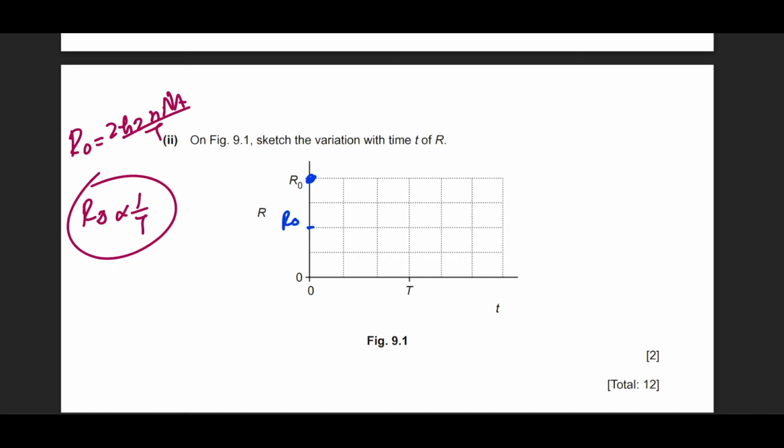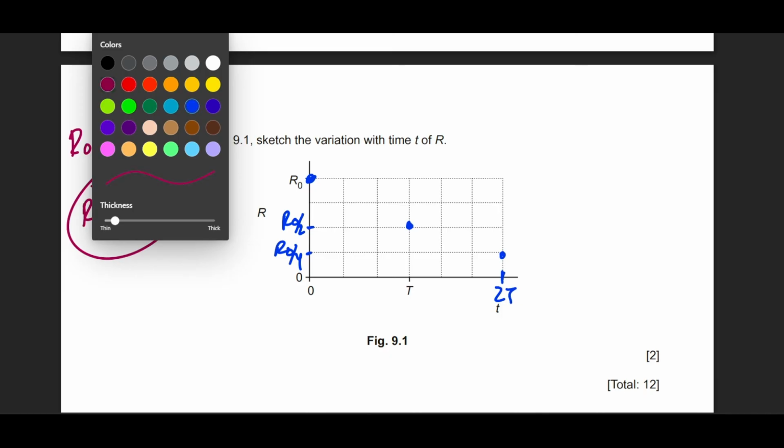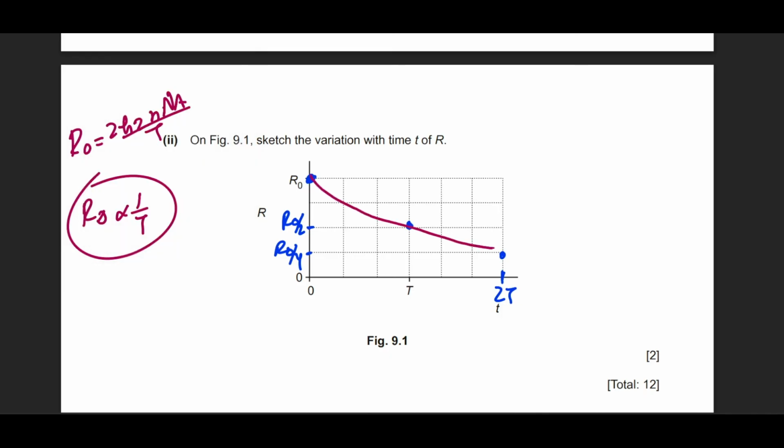So this will be R naught by 2, and this will be R naught by 4. So first coordinate at this point, and this will be 2t. This will be half of half. This will be the new coordinate. Then you simply draw a line through them, which is actually the line for the half-life. It's a sketch. You have to be rough, but of course there is a reason behind it.